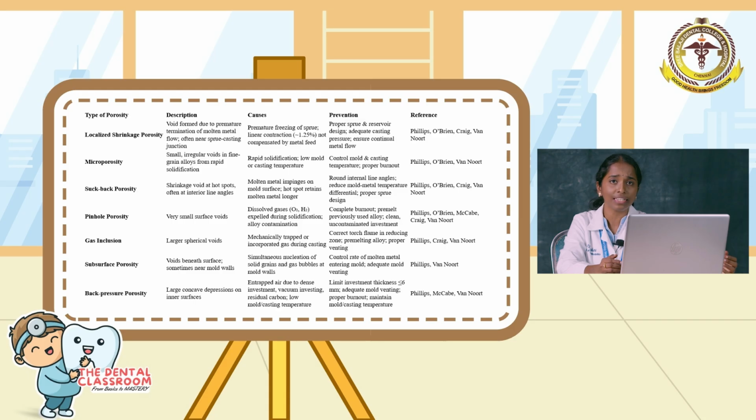Back pressure porosity, these are the large concave depressions that are caused due to the entrapment of the air due to the dense investment, vacuum investing, residual carbon and low molding or casting temperature. This can be avoided by limiting the investment thickness to less than or equal to 6 mm, adequate mold venting, proper burnout and maintaining the mold cast temperature.